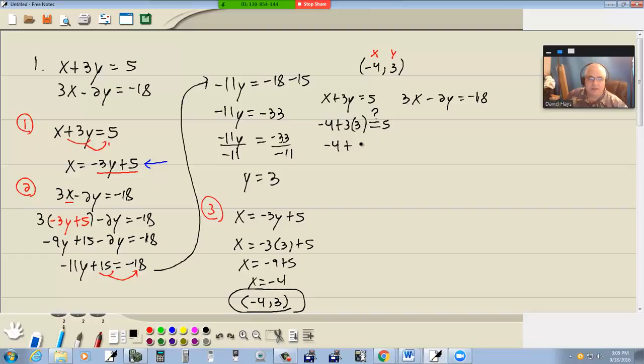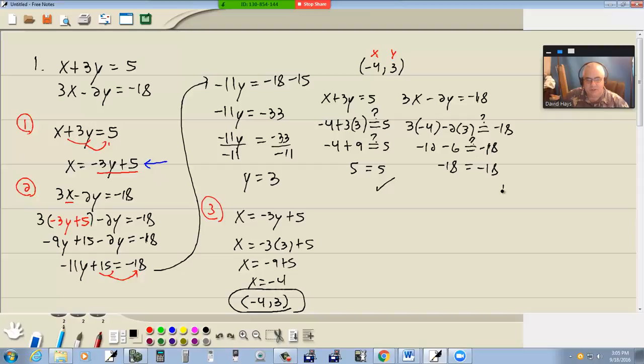So we got negative 4 plus 9. Negative 4 plus 9 is 5, so we get 5 is equal to 5. So that checks. Now it also has to check in the other one for it to be our answer. So we got 3 times negative 4 minus 2 times 3, and we're wondering if that's equal to negative 18. That's negative 12 minus 6. Negative 12 minus 6 is negative 18, so we get negative 18 equals negative 18, which then checks. So if both sides are equal to each other, then that particular point checks in that equation. Now since it checks in both of them, this is our answer.